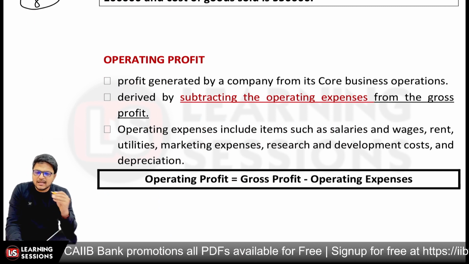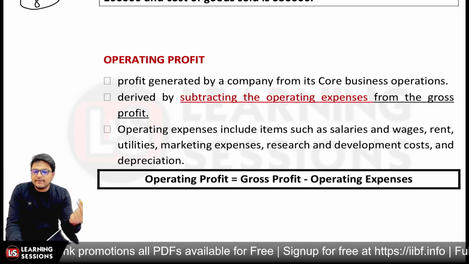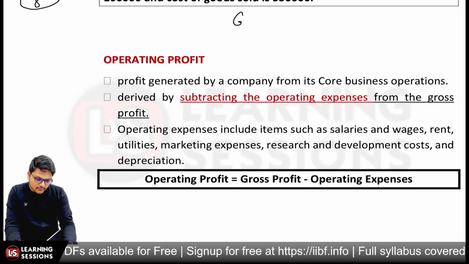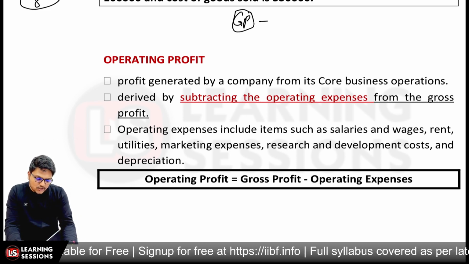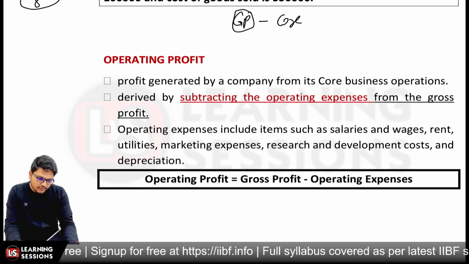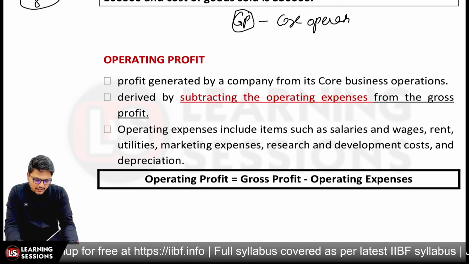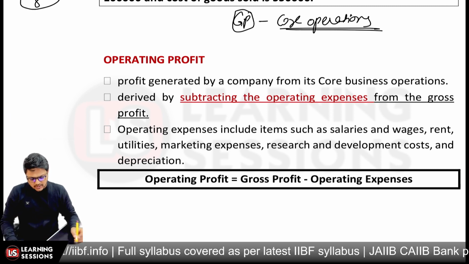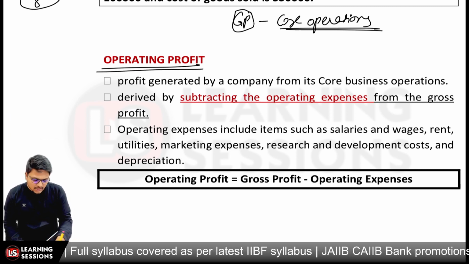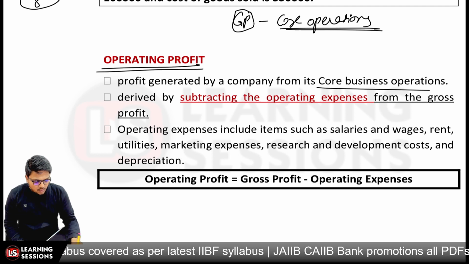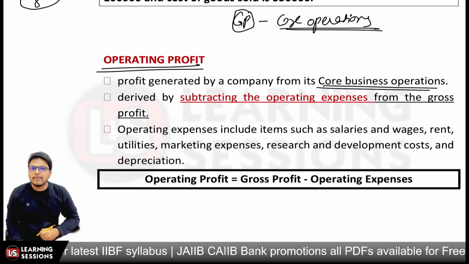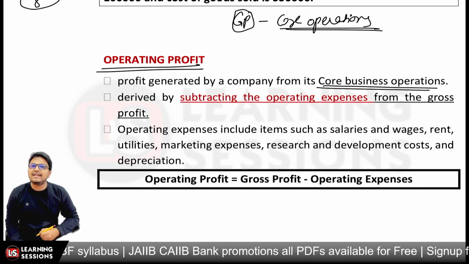Now we are going to talk about the profit generated by the company from its core business operations. In the case of gross profit also, we were talking about the core operations, and also in the scenario of operating profits, we are going to talk about the core business operations over there. But over here, when we are calculating the operating profit, we have to subtract the operating expenses.